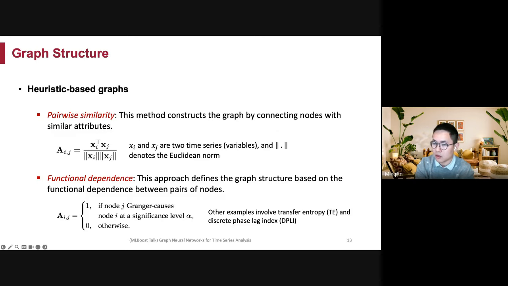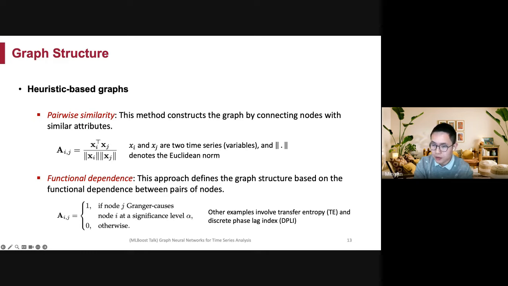The third method we normally use is called pairwise similarity, where we build the graph by connecting nodes with similar attributes. In these cases, we can use, for example, cosine similarity to measure the two nodes. The two nodes here could be, for example, two variables in a multivariate time series. We can use certain similarity metrics to do that. That's also feasible.